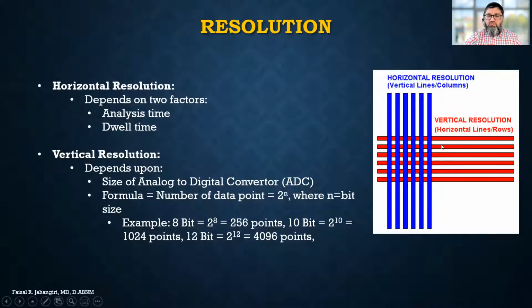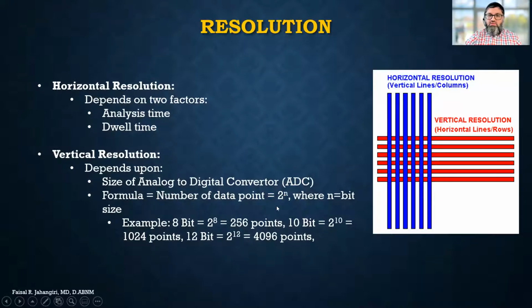The vertical resolution, which is going up and down, the red lines, depends on these red lines going from top to bottom. So the vertical resolution creates the horizontal lines, and the horizontal resolution creates the vertical lines. Vertical resolution depends on the size of the analog to digital converter, or ADC. So what formula can we use for ADC conversion? The formula is 2 raised to power n, where n is the number of bits. So if it is an 8-bit analog to digital converter, that means it's 2 to the power 8.